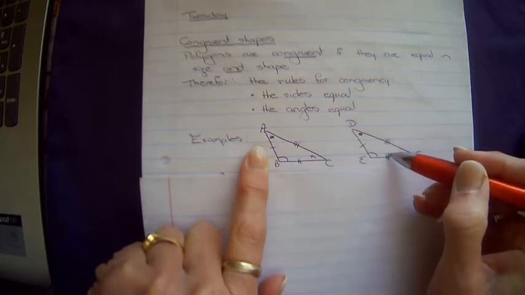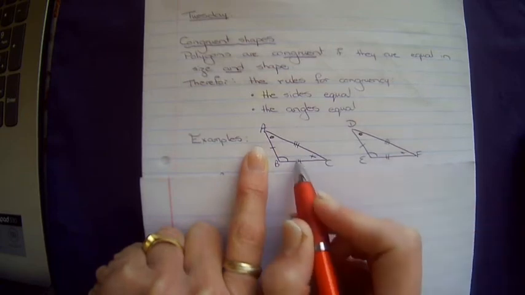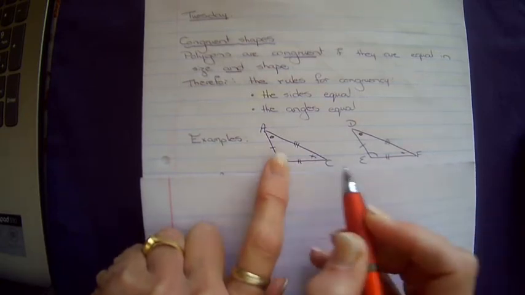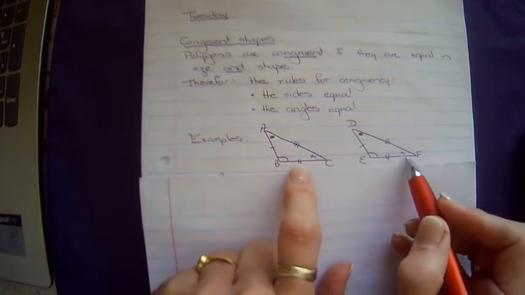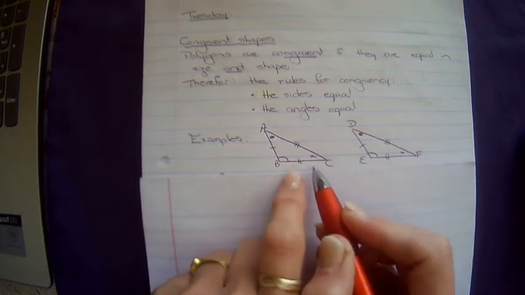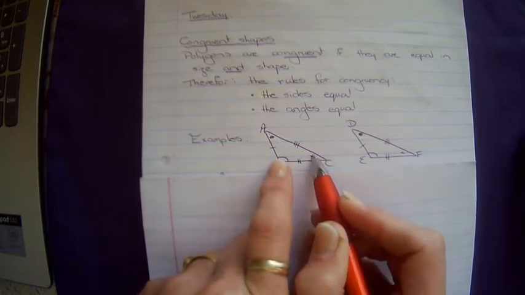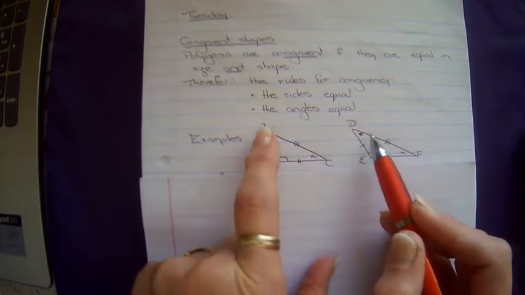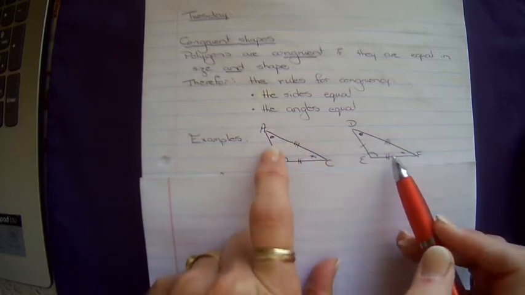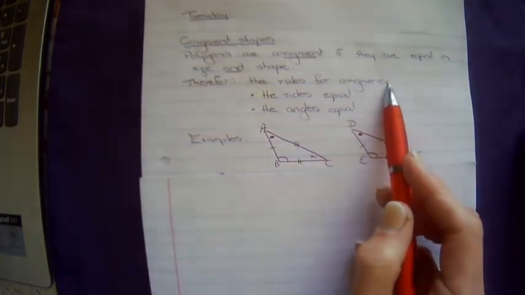Or if I use the side here between those two angles, then that should be equal to this one. And this is what we call corresponding. The side between that and this angle is on this side, the side between the same equal angles. So if all 3 sides and all 3 angles are equal, then I can say these two things are congruent.